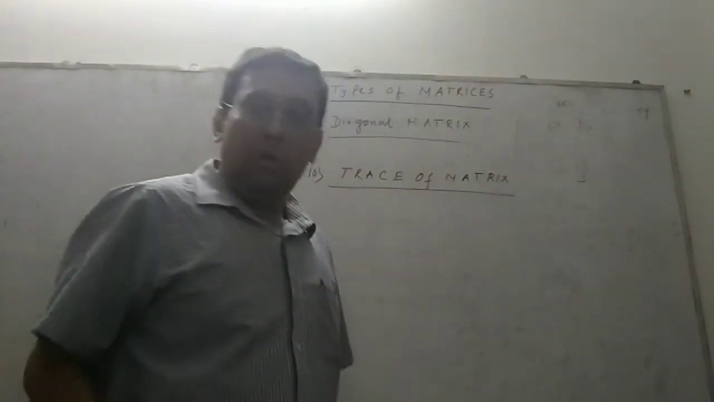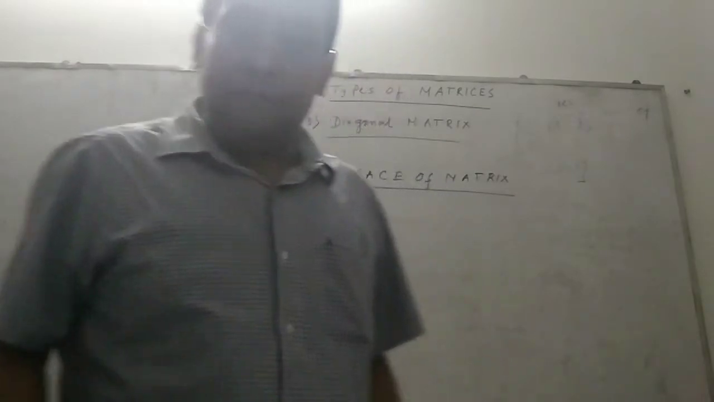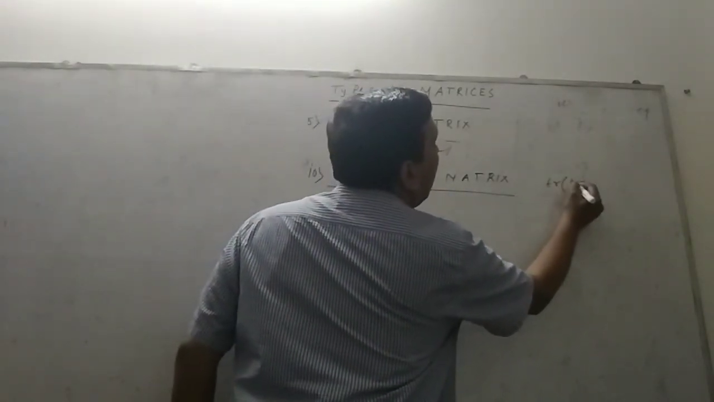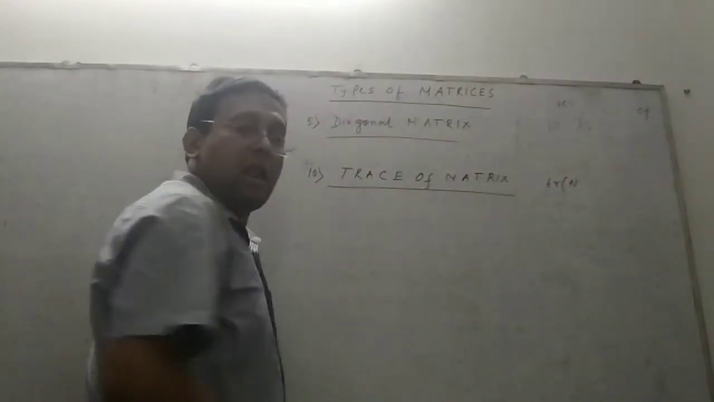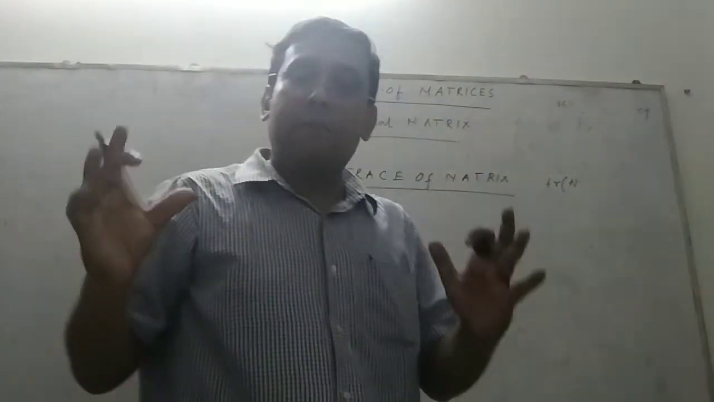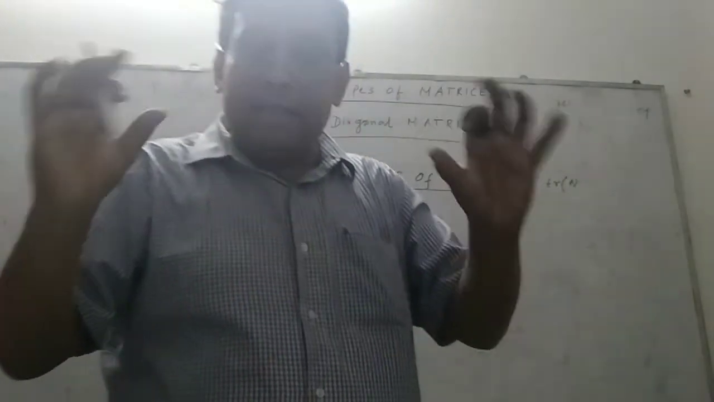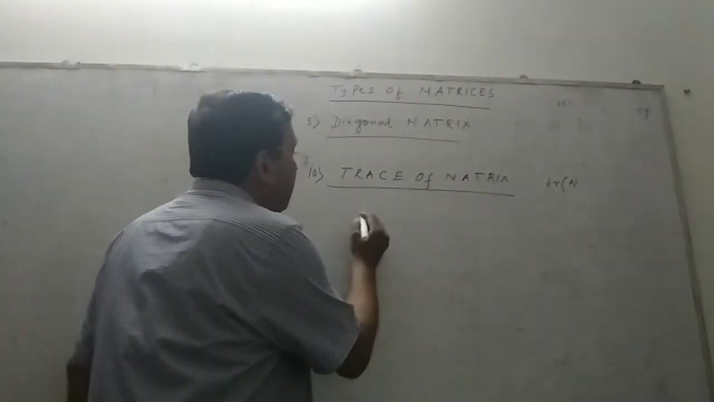Trace of matrix. Generally, we define it as find the TR of A. That is the sum of the diagonals. The sum of the elements of the primary diagonal is called the trace of the matrix.